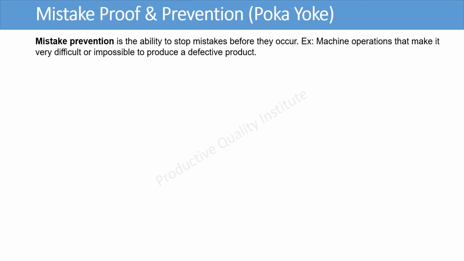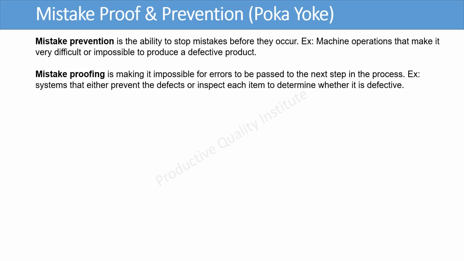Mistake prevention is the ability to stop mistakes before they occur. For example, machine operations that make it very difficult or impossible to produce a defective product. Mistake proofing is making it impossible for errors to be passed to the next step in the process. For example, systems that either prevent the defects or inspect each item to determine whether it is defective.